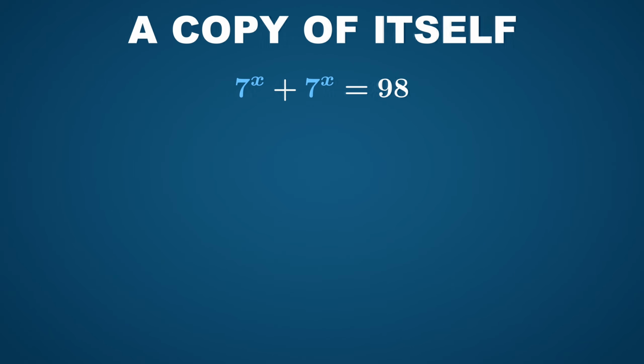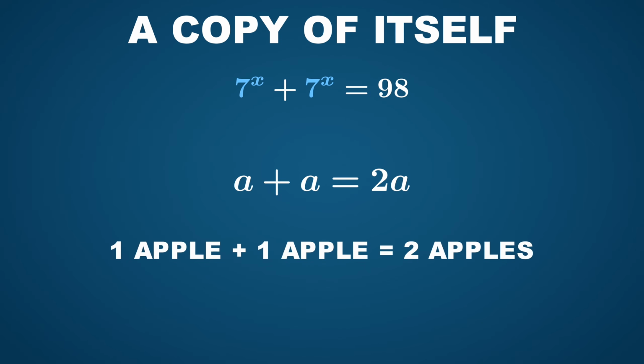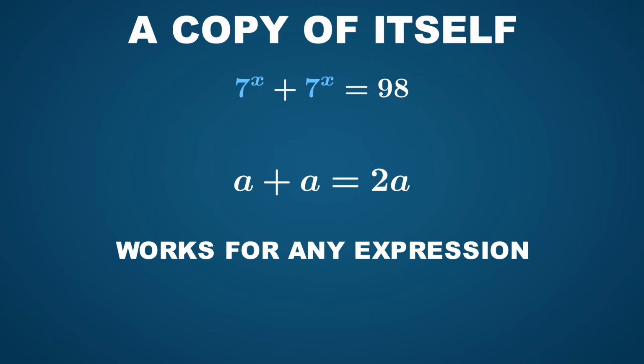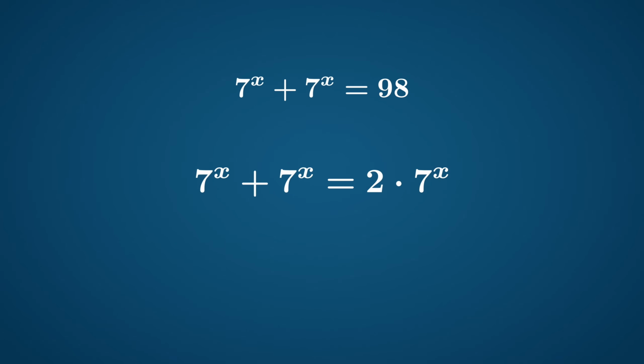So the left side is one quantity plus a perfect copy of itself. One apple plus one identical apple always gives two apples. The size of the apple makes no difference to that count. The same counting idea works for complicated expressions too. Here, the repeated expression is 7 to the power of x. Adding the copy simply doubles the quantity, whatever it is.